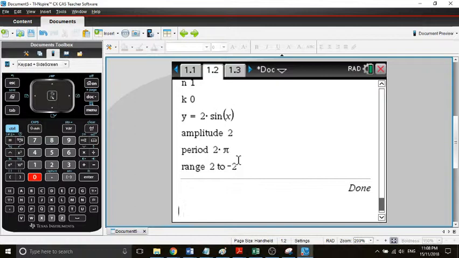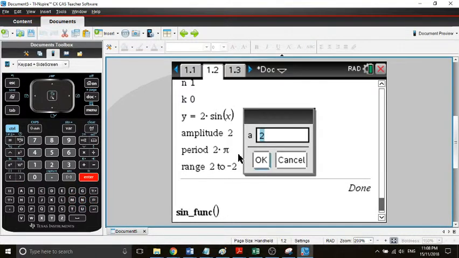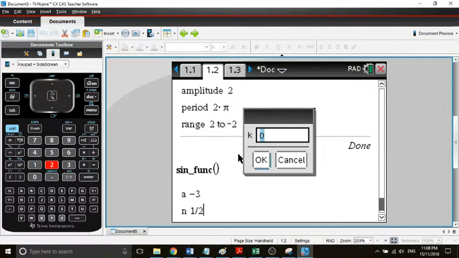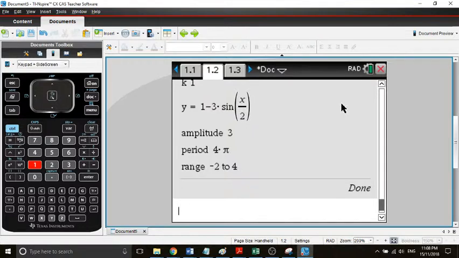So let's try and change this up a little bit. Let's run it again. Sine, and we'll make this -3, because we could have a coefficient of -3. Let's make this n of 1 over 2. And the k value plus 1. So this is what it looks like.